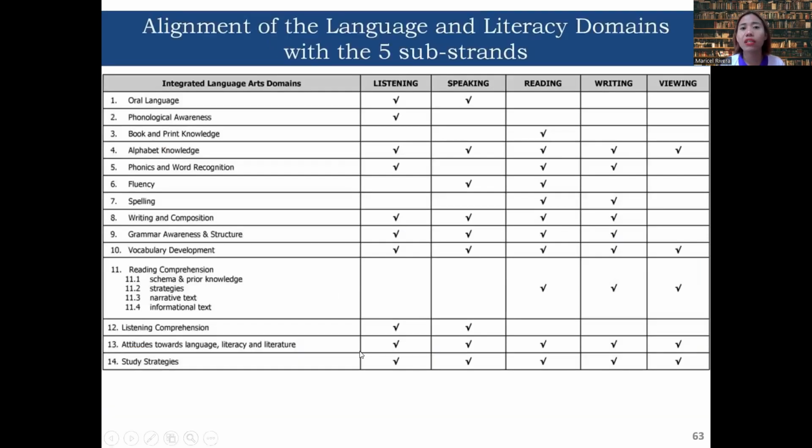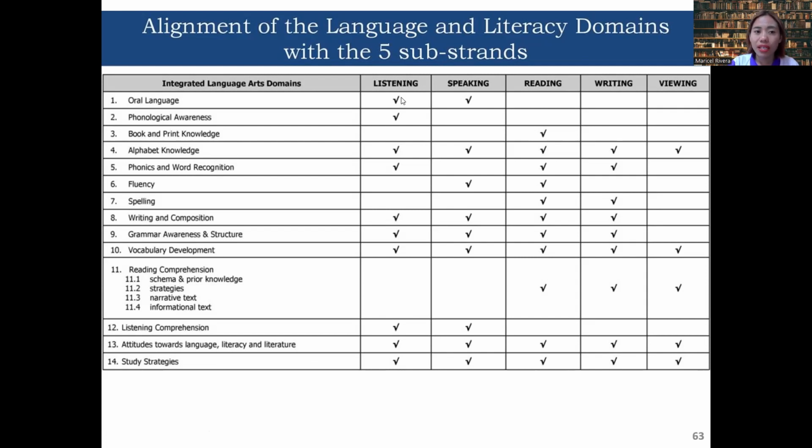Now we have here the alignment of the language and literacy domains with the 5 substrands. We have listening, speaking, reading, writing, and viewing. For example, the integrated language arts domains: oral language, phonological awareness, book and print knowledge, alphabet, phonics and word recognition, fluency, spelling, writing and composition, grammar awareness and structure, vocabulary development, reading comprehension, listening comprehension, attitudes towards language, literacy and literature, and study strategies. And we check on which specific strand these specific integrated language arts domains are aligned to.